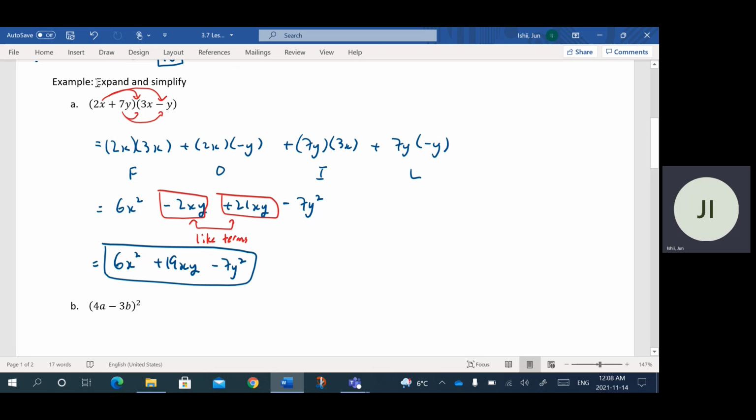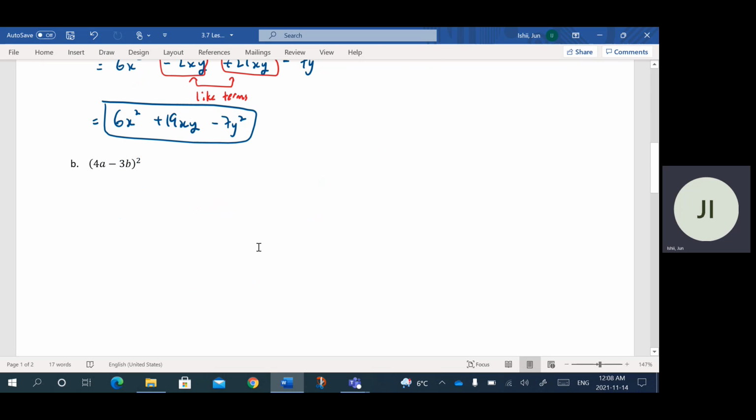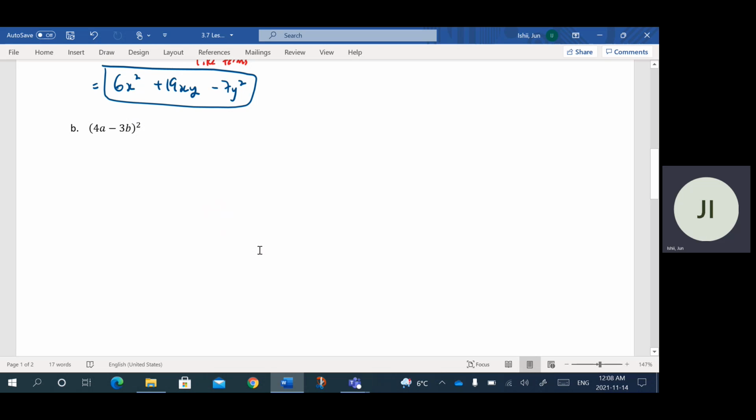All right, so let's go on to the next one here. I have 4a minus 3b squared. All right, so a very common mistake is to actually square this term and square this term. So you might see 16a squared minus 9b squared. That's a very common mistake, is to square both of these. All right, so this is actually incorrect.